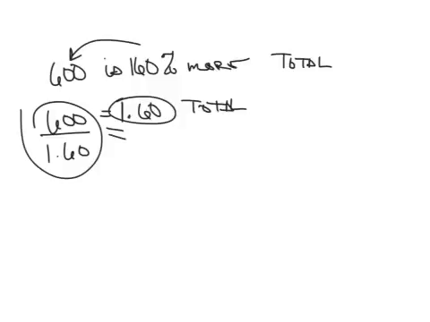600 is 160% or 60% more than what we hid last month. So this is going to give me 375 that I hid last month. Okay, and those are tricky. There's really no simple way to explain that, and you're just going to have to kind of practice those.